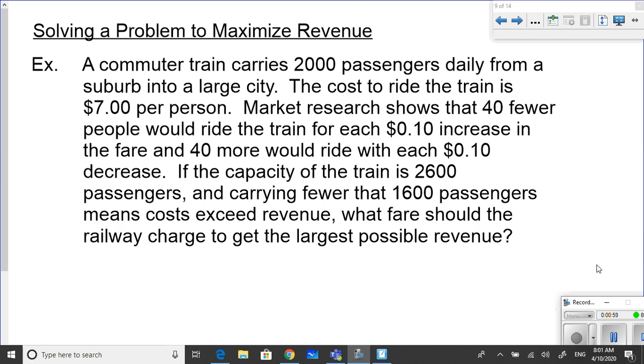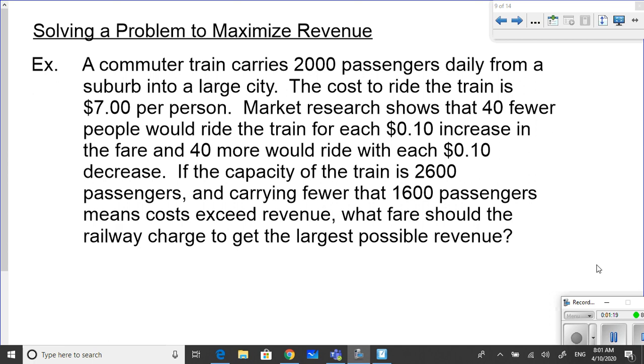They decide that the price is rising too much, and they'll walk or find another way to go. And the reverse happens. If they decrease it by 10 cents, more people might want to take it. That's 40 more people who would consider riding the train if they decrease the fare by 10 cents.